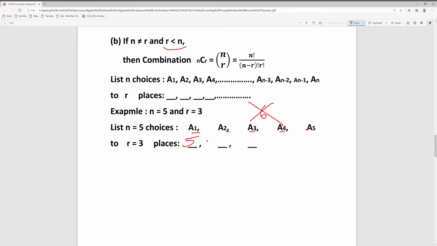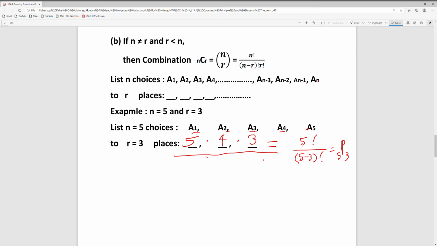And the second place, you have 4 choices. And the third place, you have 3 choices. Now, if you say this is your answer, it becomes 5 factorial divided by 5 minus 3 factorial. It is a permutation, because when you do the multiplication rule, it ends up with permutation. Therefore, that's not your answer yet. Not yet. So this answer is only for permutation, not our answer yet.